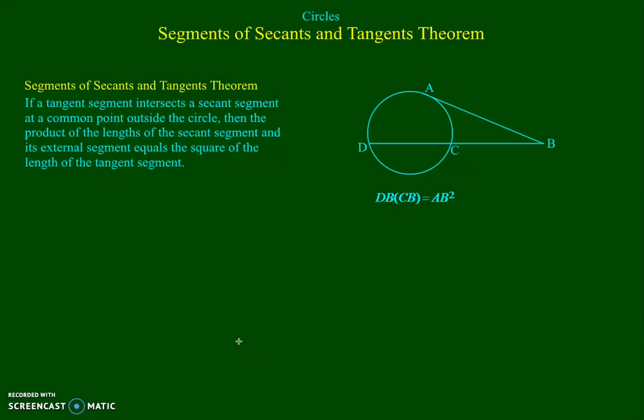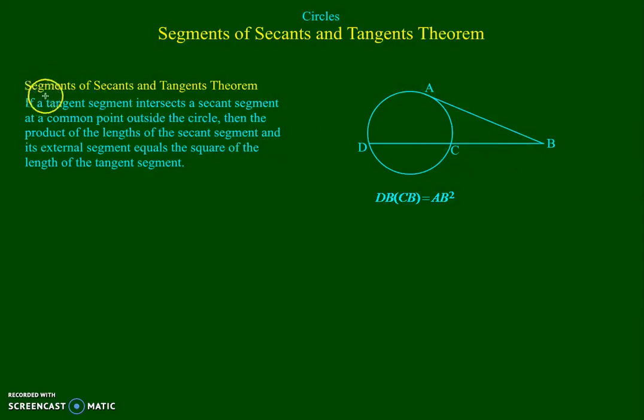This is part 12 of the series Circles, and in this part we're going to look at the segments of secants and tangents theorem. In the last part we looked at the segments of secants, and now we're going to be adding in a tangent segment.